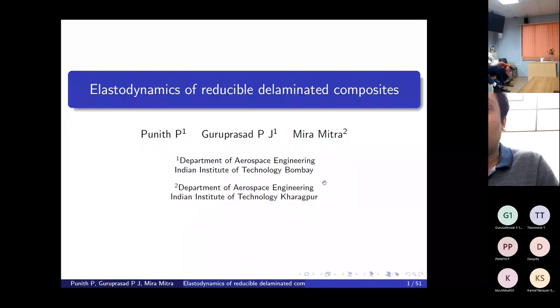Punit, after his bachelor's, joined IIT Bombay as an MTech student. He was an excellent MTech student, and he decided to convert his MTech into a PhD. His work initially was restricted to thin pre-twisted strips in the presence of delamination and wave propagation through these strips. However, he took up additional work where the results from the first set of work were used to develop a model and look at wave propagation in general open and closed section strips and beams in the presence of delamination.